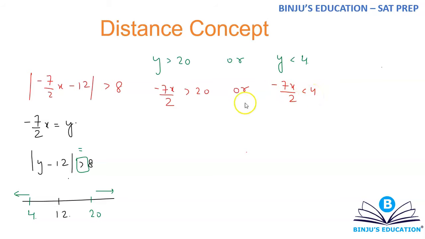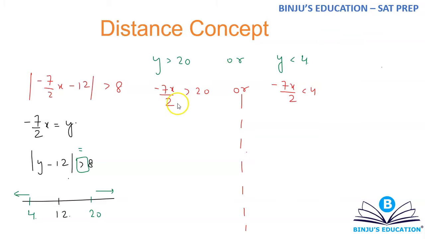So let's solve them one by one. I'm going to solve first the inequality on the left. So multiply both sides by -2. Now remember that whenever you multiply by a negative quantity, your sign of inequality changes. In order to understand inequalities, you can go through my inequalities lecture. In that I have explained everything in detail.